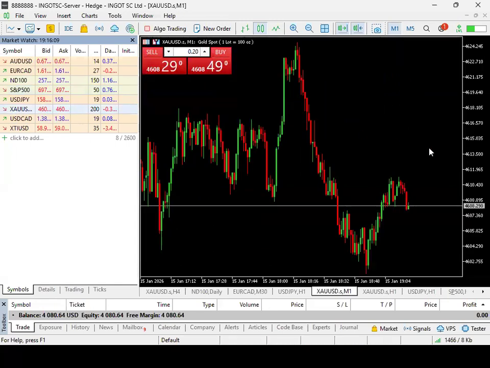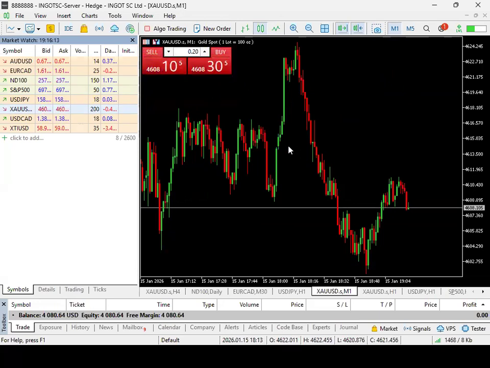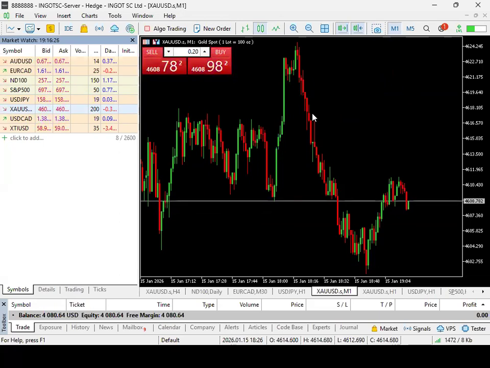Let's return to the main. We put gold over here. So we're talking about bullish and bearish markets. A buying market has green candles, a selling market has red candles. But the colors are not cast in stone. Remember, these colors I can modify.